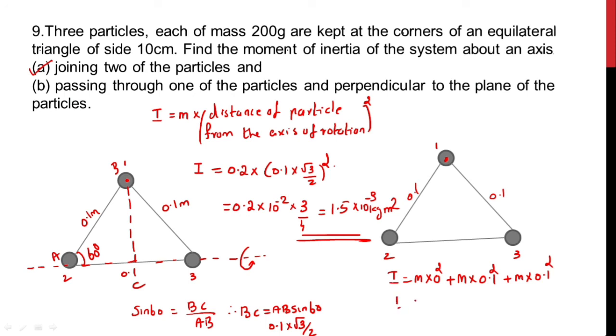So I is equal to 2 times mass into 0.1 the whole square, that is 2 into mass, 0.2 kilogram, into 10 to the power minus 2. 0.1 means 10 to the power minus 1, the whole square is 10 to the power minus 2. So what is the final answer? 2 into 0.2 is 0.4, into 10 to the power minus 2, which can be written as 4 into 10 to the power minus 3 kilogram meter square. Hope you understand this one. Thank you.